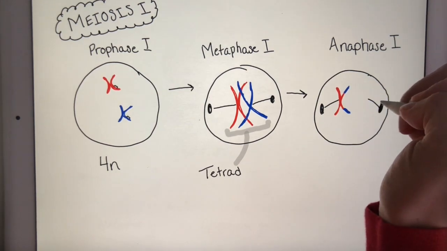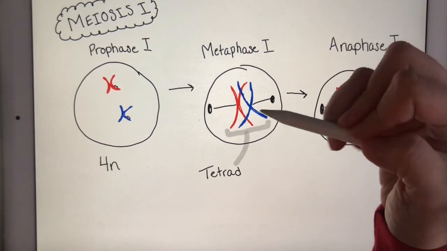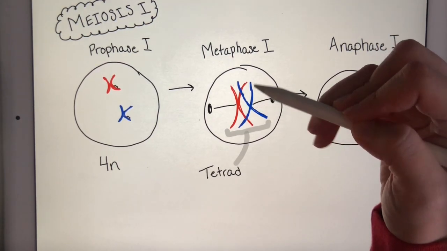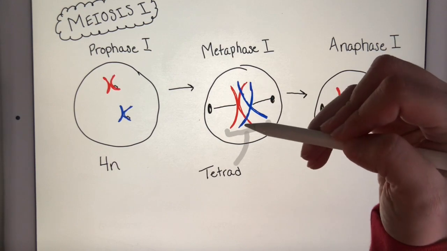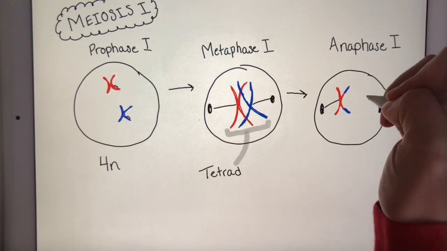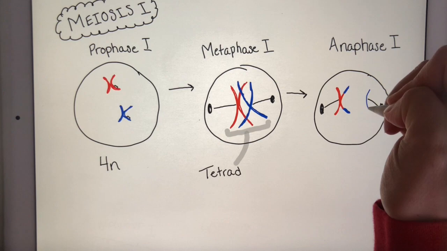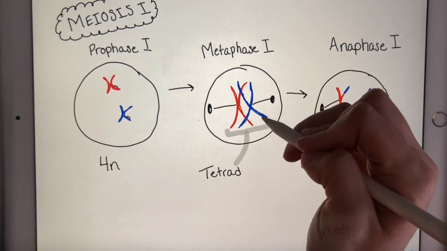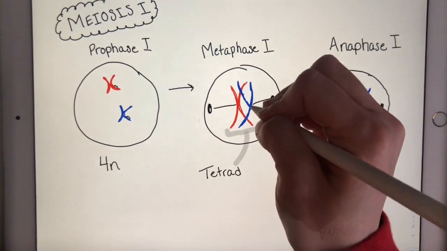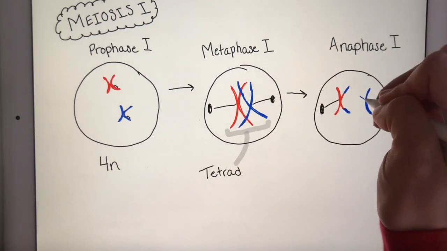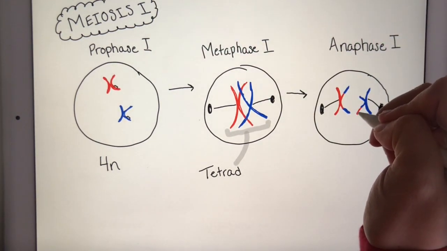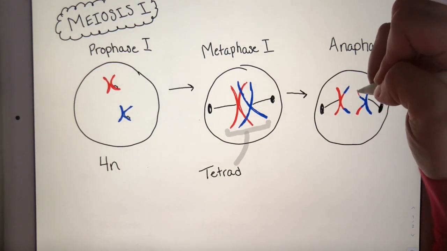The other centrosome pulls on dad's duplicated chromosome, but remember, he switched some parts with mom. So one sister chromatid is going to be all blue, it's this one, and the other one is going to be mostly blue in this middle section, but when they crossed over, he stole some of the red.